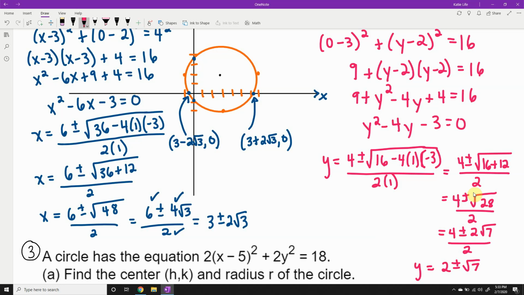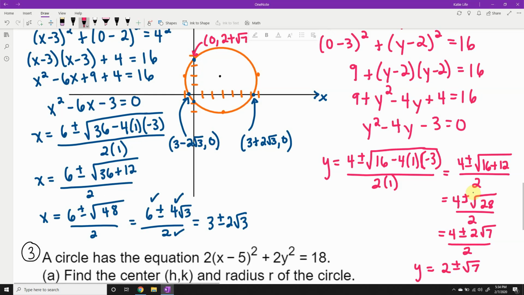And these are, again, the y coordinates of our y-intercepts. So we have the points 0, 2 plus the square root of 7 and 0, 2 minus the square root of 7. So this one up here is likely to be 0, 2 plus the square root of 7. And this one down here is likely to be 0, 2 minus the square root of 7.